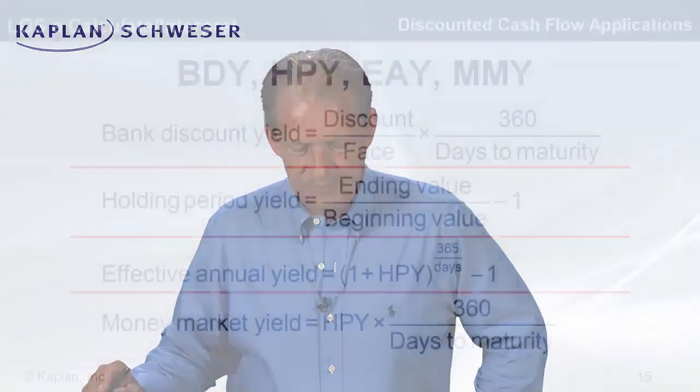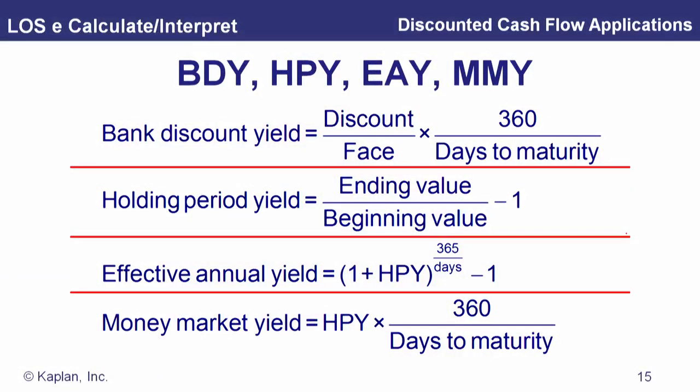It's not really a yield, but it's an annualized discount from face value. So if this is in currency units, we take the discount over the face value, so that's the percentage discount from face, and annualize it on a simple basis using 360 over the days to maturity. Our holding period yield, we already know, ending value over beginning value minus 1. The effective annual yield is a compounded holding period yield.